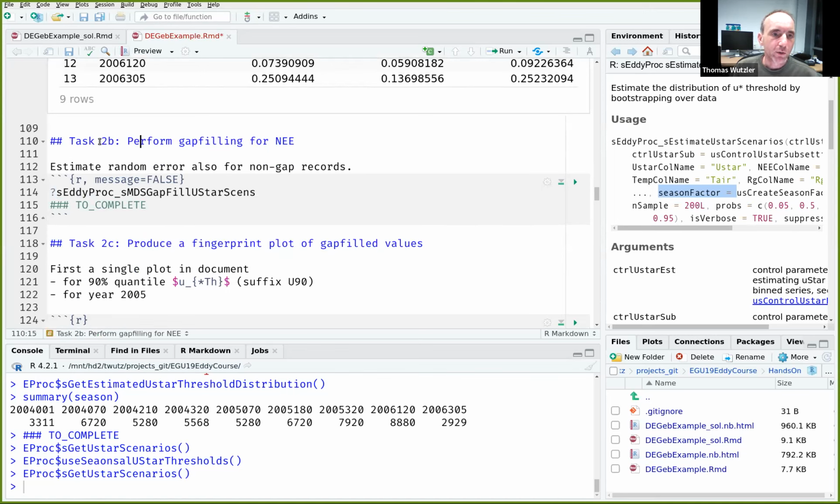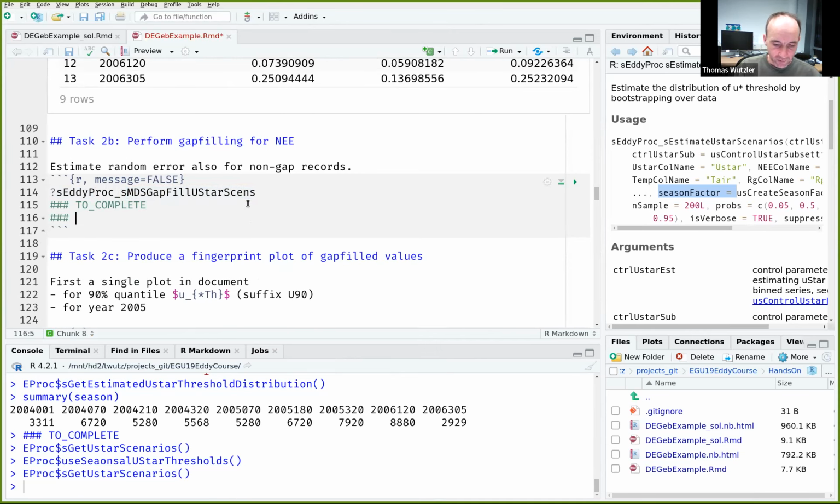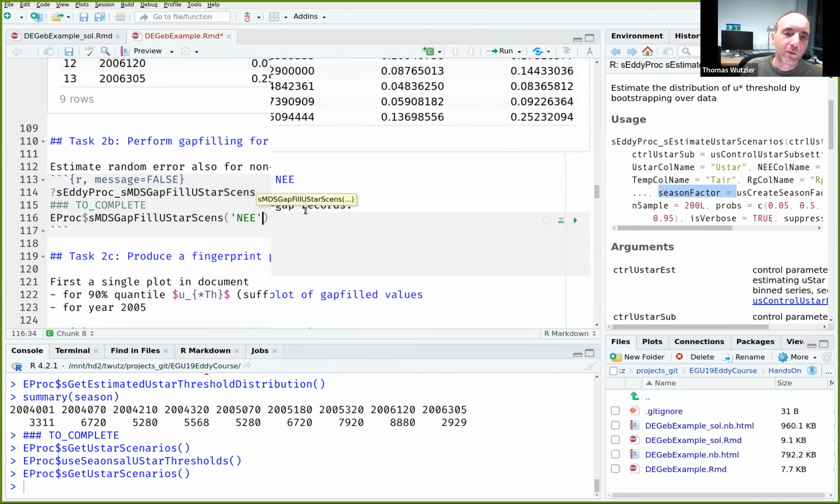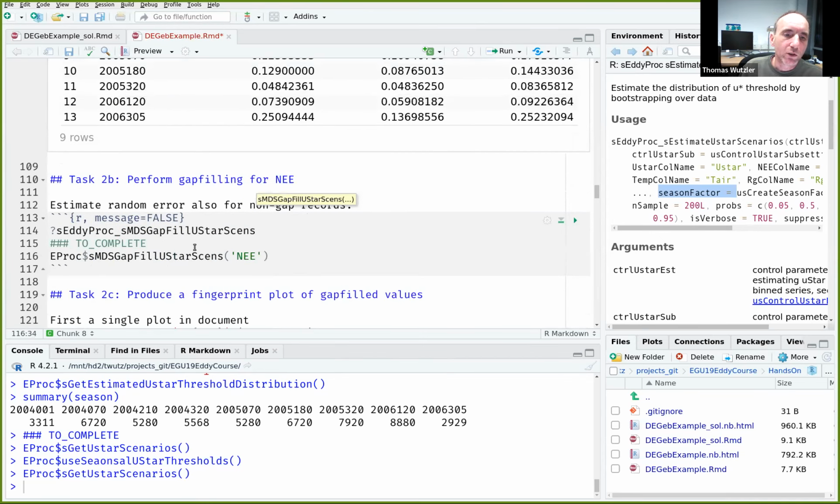So now task 2B is to perform gap filling for NEE. This is again something we have to ask the class for. And because we have told our REddyProc which these four scenarios to use before, we don't need to put this in here again.